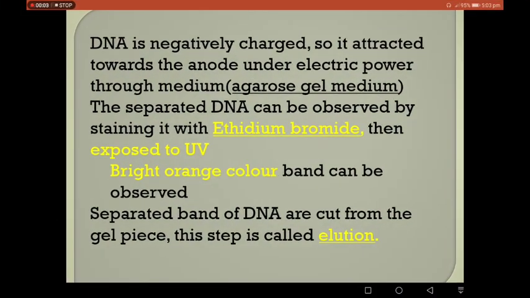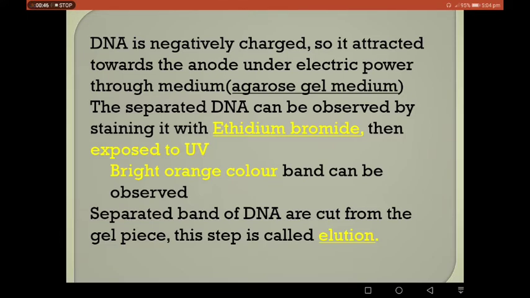Here is the procedure. DNA is negatively charged, so it is attracted towards the anode under electric power. We know that the anode is positively charged, through the agarose gel medium. The separated DNA can be observed by staining it with ethidium bromide. We know that DNA has no color and is invisible to the naked eye, so it requires staining. Ethidium bromide is used here, then exposed to UV. Now we can see a bright orange colored band.